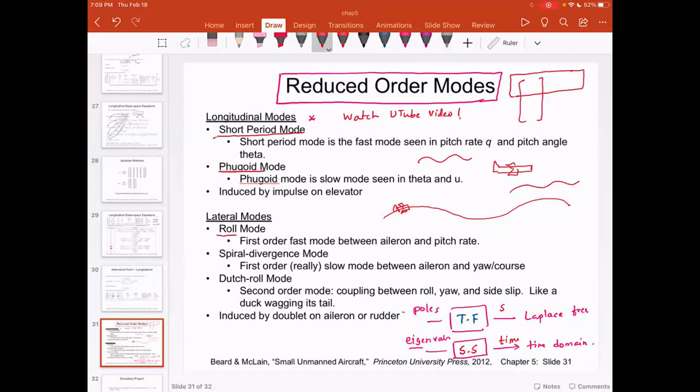And you can study the roll mode. There is something called the spiral divergence mode and Dutch roll mode. It is very interesting that when the aircraft rolls, you will see sometimes aircraft rolls like this, sometimes aircraft rolls like this, sometimes the aircraft rolls in a spiral divergence fashion. It's very interesting to see these motions in your flight simulator. So I would strongly recommend, rather than me talking about how these modes actually are, just watch YouTube videos on short period mode, Phugoid mode, roll mode, divergence mode, and Dutch roll mode.